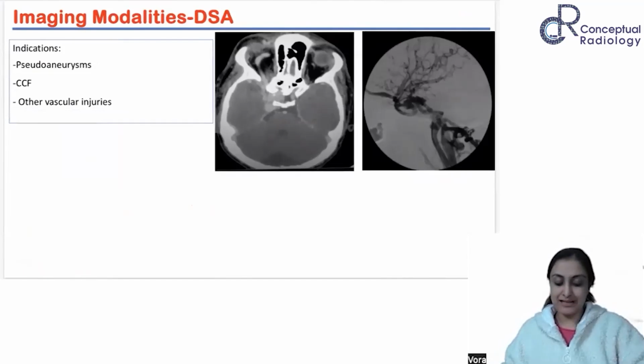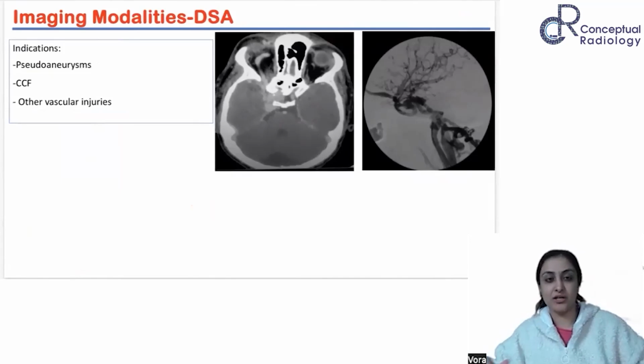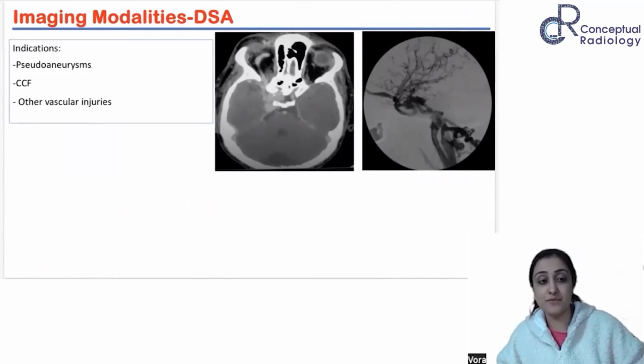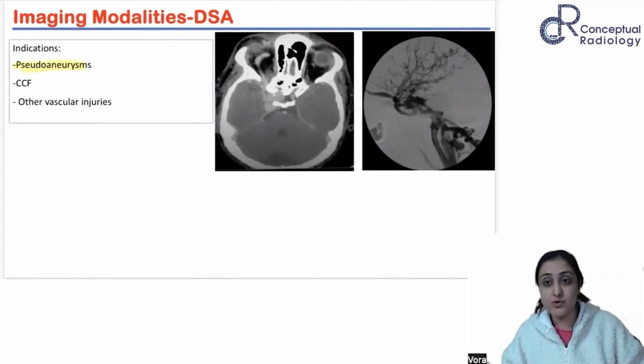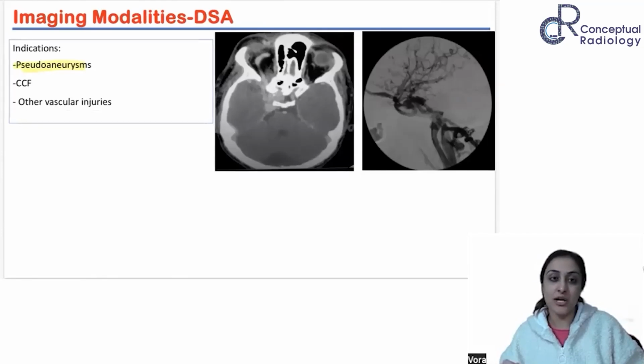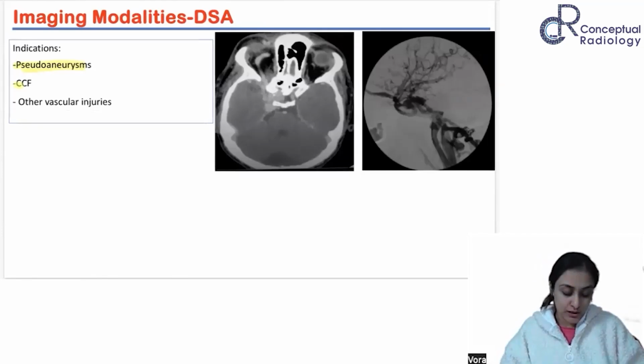So imaging modalities, coming on to DSA. Now when we talk about the DSA here, the indications would be when you have proven that there is some sort of vascular injury. So first would be pseudoaneurysm. So SAH if you are seeing, and we'll talk about it as well. Aneurysmal SAH is what we want to rule out. If you have seen an aneurysmal SAH, that's when we do DSA.